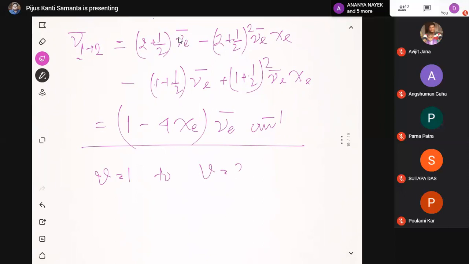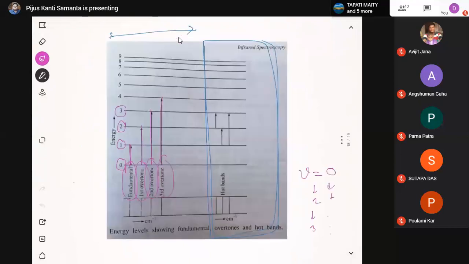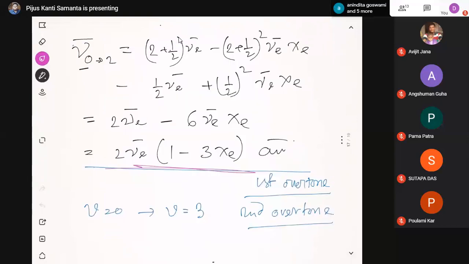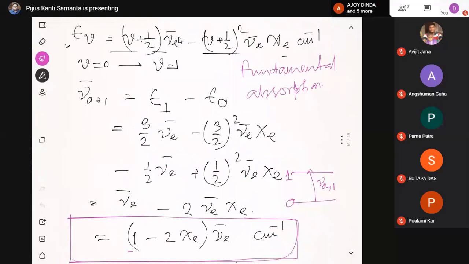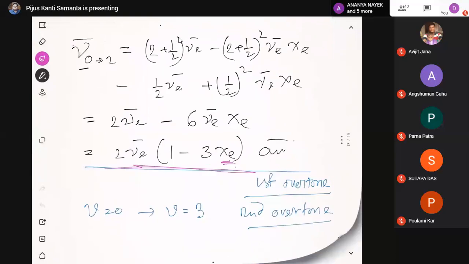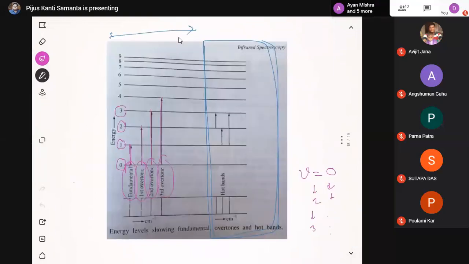Now you see this value. This is 1 minus 4 chi, right? If you look over here, close to this, because this chi is already very small, this is 1 minus 3 chi for the first overtone, and for the fundamental this is 1 minus 2 chi. That means these are very close to the original bands, so their identifications are difficult.